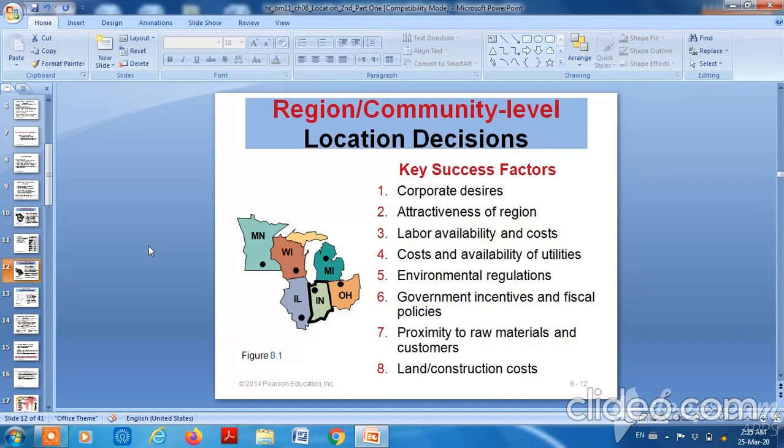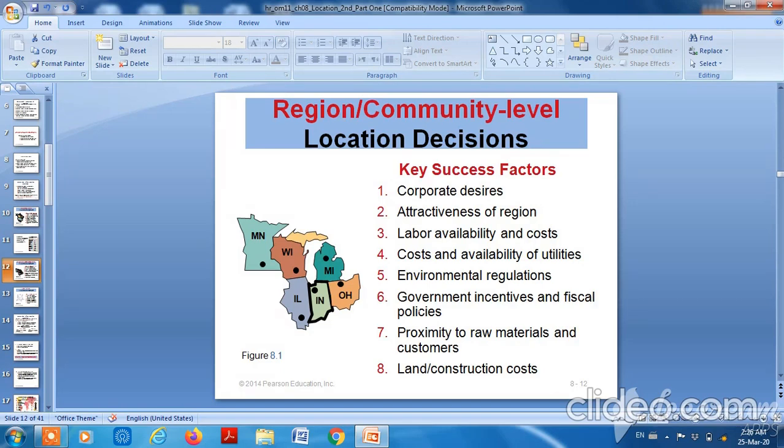There are some key success factors at the country community level that you have to take into consideration. 1. Corporate desires. 2. Attractiveness of region. 3. Labor availability and costs. 4. Costs and availability of utilities like electricity, water, and infrastructure. 5. Environmental regulations and limitations. 6. Government incentives and fiscal policies.